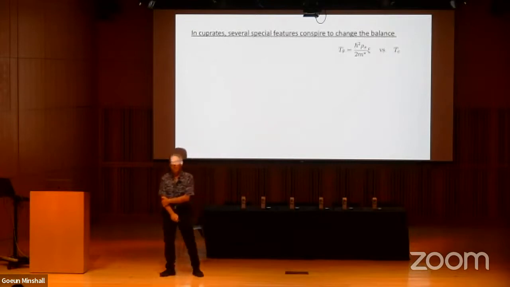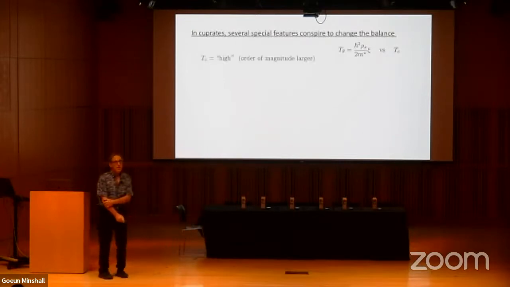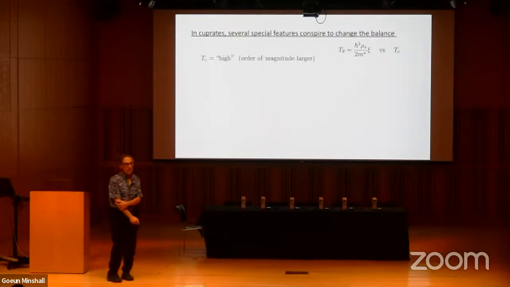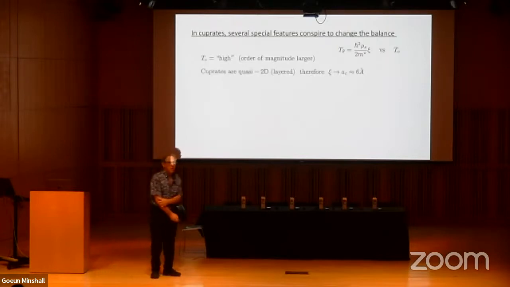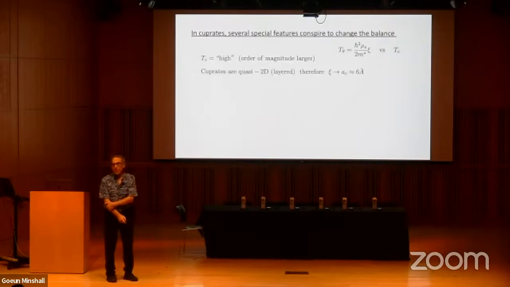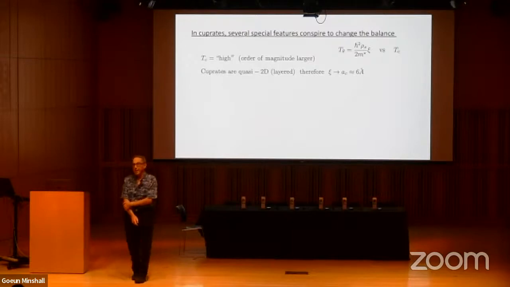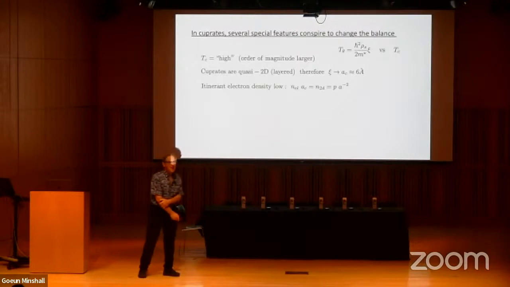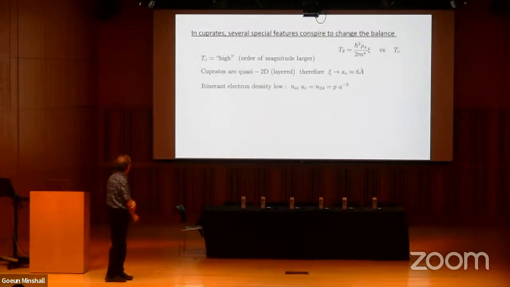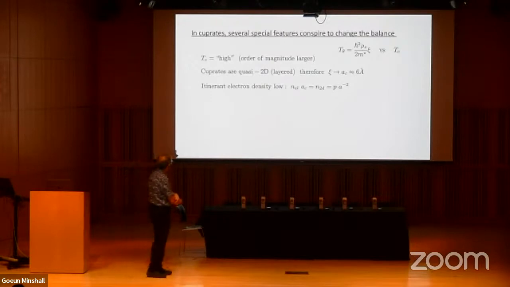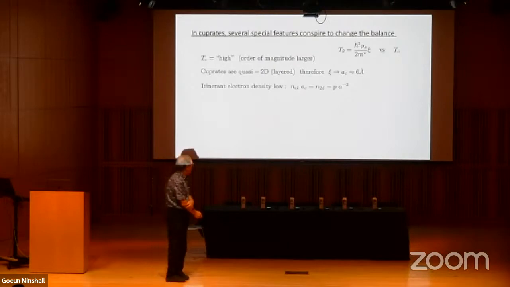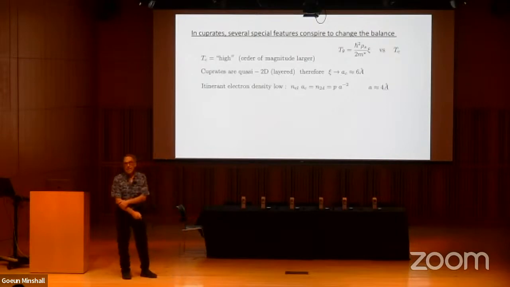Now, there are several features in the cuprates that change this balance. The first and most obvious one is that Tc is bigger by an order of magnitude. The second is that the cuprates are layered, and so although this is really bulk materials, the length scale that comes into determining T theta becomes the distance between copper oxide planes, which is like 6 angstroms as opposed to 500 angstroms. And the density of itinerant electrons in the cuprates is relatively low. It's the two-dimensional density, the density per plane, so a_c is the spacing between planes, is something like p, the density of doped holes, times 1 over the lattice constant, which is relatively big.